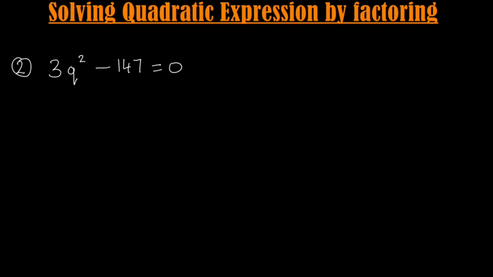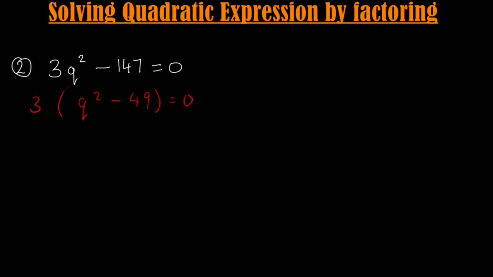So looking at our second problem, we see that neither our first nor our second term are perfect squares. Therefore, we cannot use difference of two squares right here. But we see that both 3q squared and 147 have something in common. So we can factor out a common factor, which is 3. And when we factor out that 3, we're left with q squared minus 49.